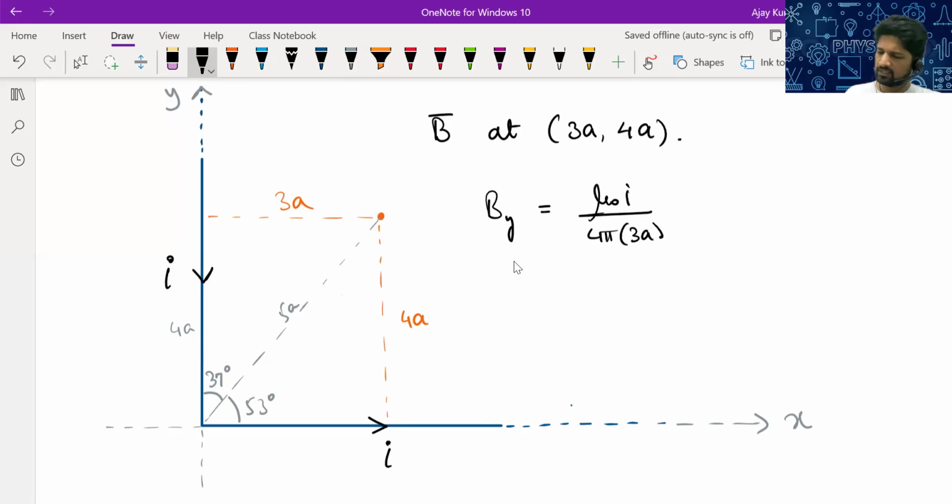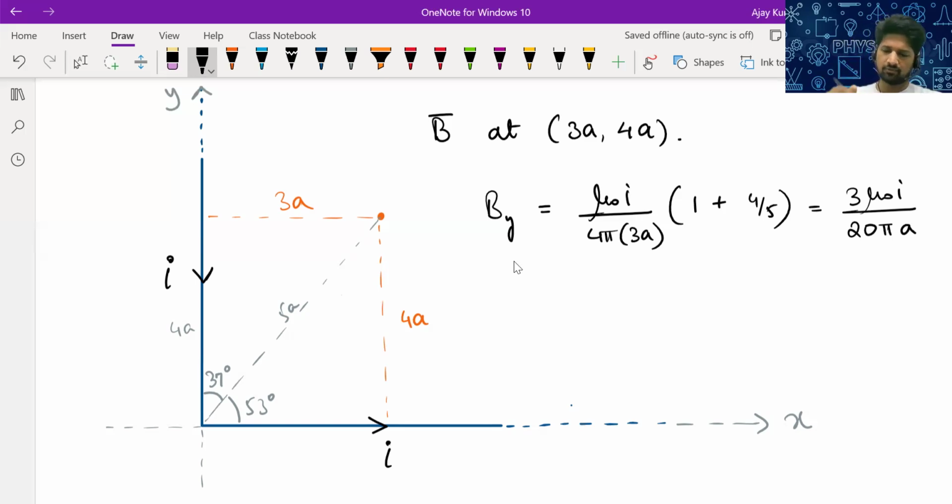The distance from that wire is 3a multiplied with cos theta 1. One angle is 0, so cos 0 is 1, plus cos 37 degrees, 4 by 5. So this becomes 9 by 5. 9 by 3 is 3, and 5 gets multiplied in the denominator. So 3 mu naught I by 20 pi a. That's the field produced by one of these wires, the wire which is along the y-axis.